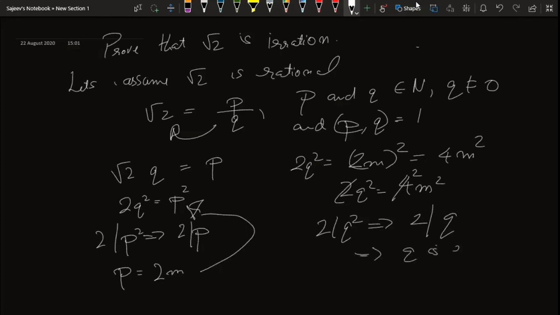q is even and p is also even. So 2 divides both p and q. So the HCF of p and q should be at least 2 or some multiple of 2, which is not 1. So our assumption is wrong. It is a contradiction to our assumption, and hence this statement is wrong, which means root 2 is irrational.